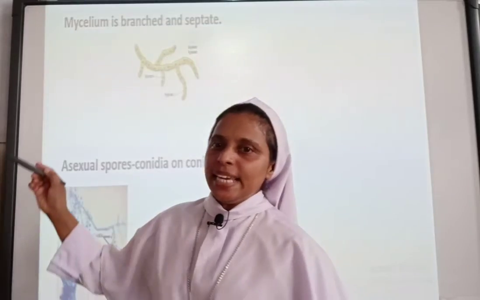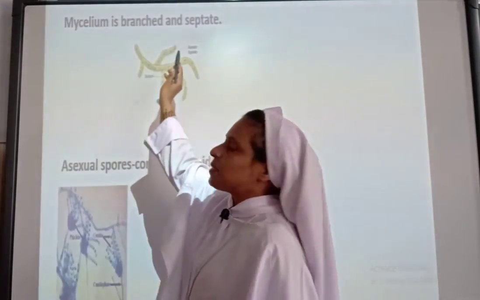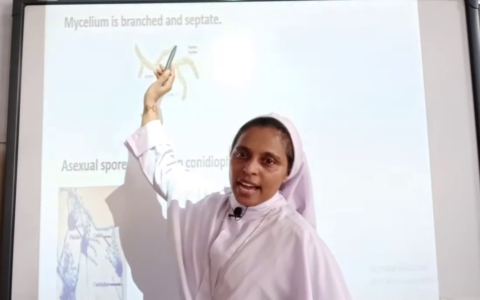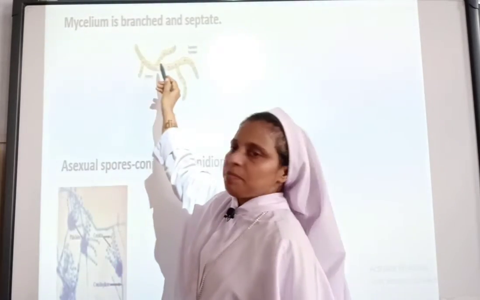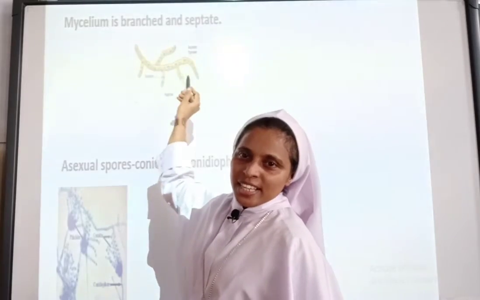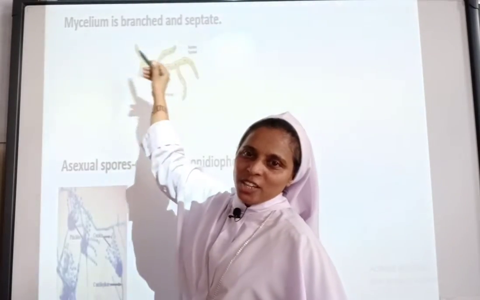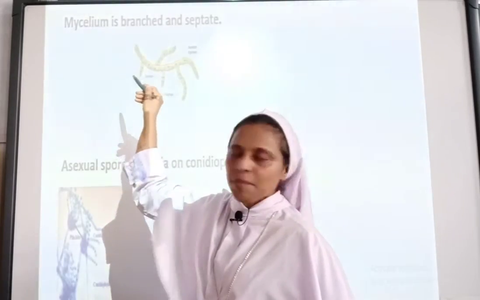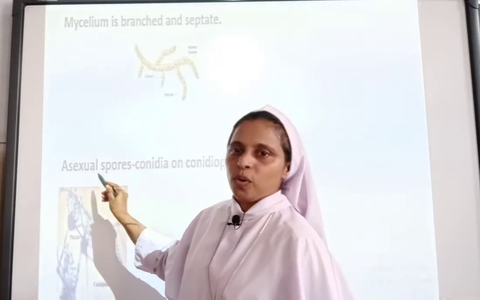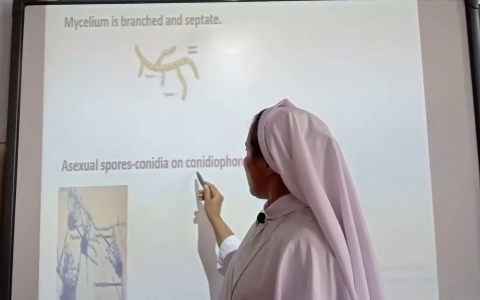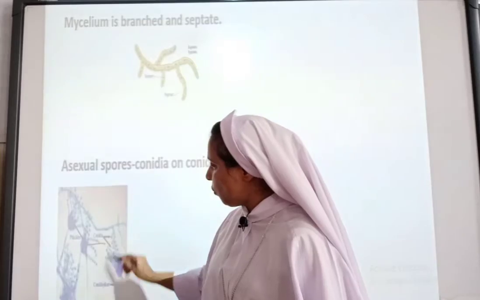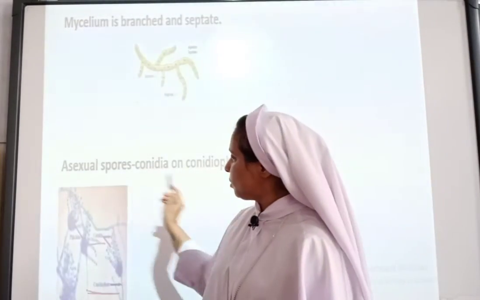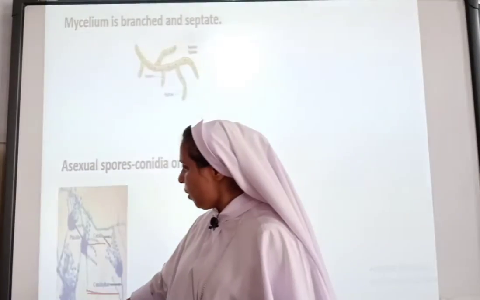The mycelium of ascomycetes is branched and septate. You can see here the cross walls. I hope you remember the picture of multinucleated hyphae with cross walls. We say it is septate. Next, the asexual spores are conidia on conidiophores. You can see the conidia and the conidiophores in this image.